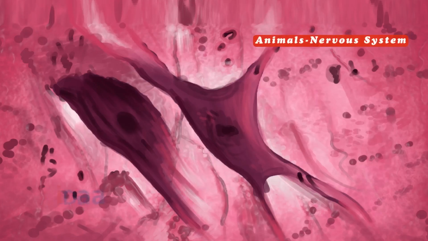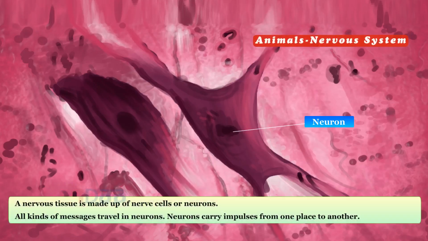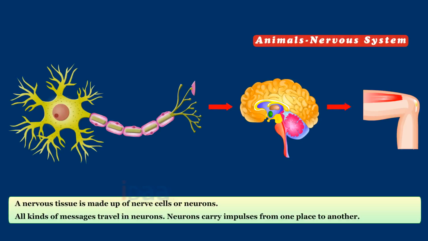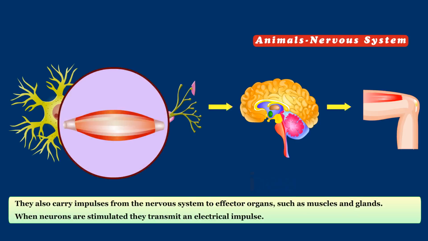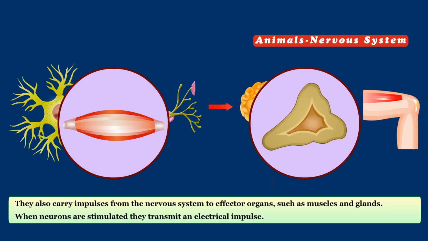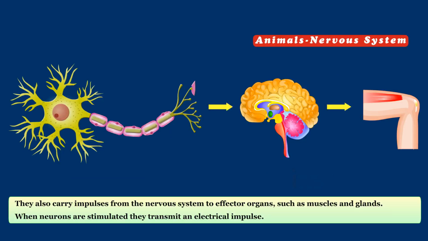Animal's nervous system. A neuron or nerve cell is a functional unit of the nervous system. Neurons connect receptors to the central nervous system and also connect one part of the nervous system to another. They also carry impulses from the nervous system to effector organs such as muscles and glands. When neurons are stimulated, they transmit an electrical impulse.